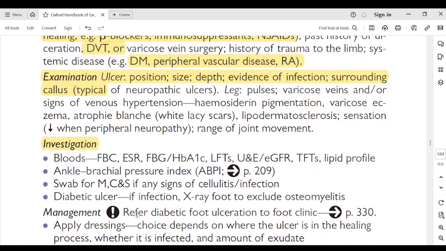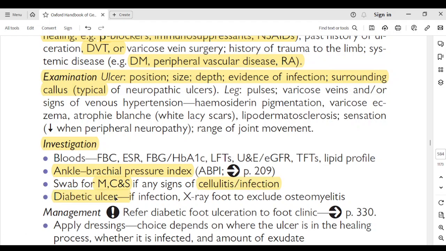Then investigations, bloods. You will do a full blood count, ESR, FBG, fasting blood sugars, HbA1c, LFTs, urea electrolytes, eGFR, thyroid function test, lipid profile. Also, ankle brachial pressure index should be done because this will help in treating venous ulcers with compression bandages if the ankle brachial pressure index is okay. Swab for microscopy and culture sensitivity, if any kind of cellulitis or infection is present.